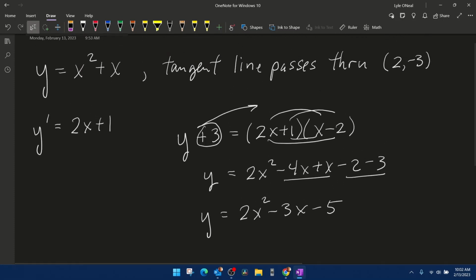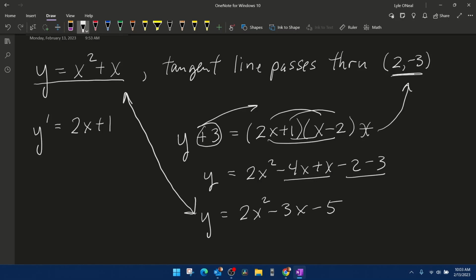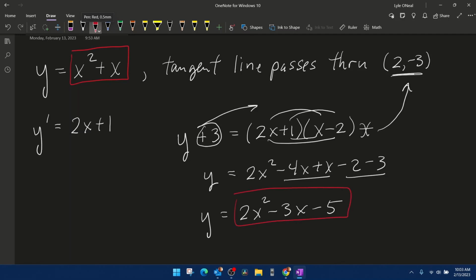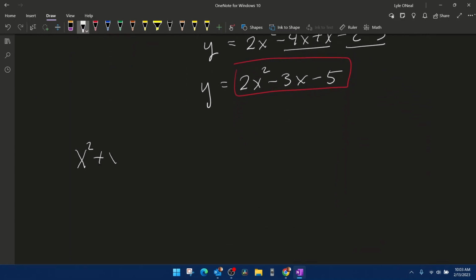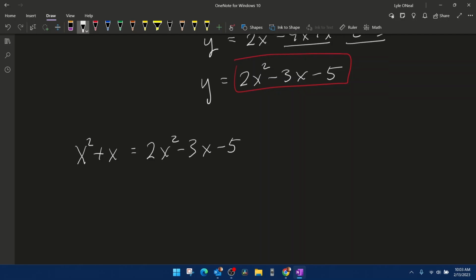And now if you think about where we're at, remember this was the line that passes through this point, but also has to intersect this curve. And so what we want to do now is find where these two graphs intersect. That'll give us our x coordinates for our points on the original curve. So to find out where these graphs intersect, we're going to need to set them equal to each other. Notice that y equals x squared plus x, but also y equals 2x squared minus 3x minus 5. And since y equals both of those things, I can substitute, and that's going to give us x squared plus x equals 2x squared minus 3x minus 5, and then we need to solve for x.